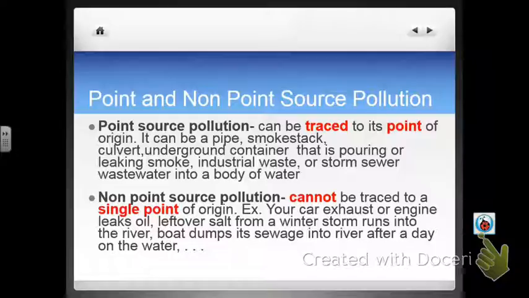Salt, after a winter storm, runs into the river. A boat out enjoying a day on the lake or a day on the sound, and they empty their little mini toilet canister overboard. Are we ever going to find out who caused that? Non-point source pollution.